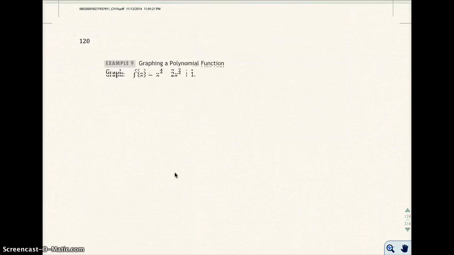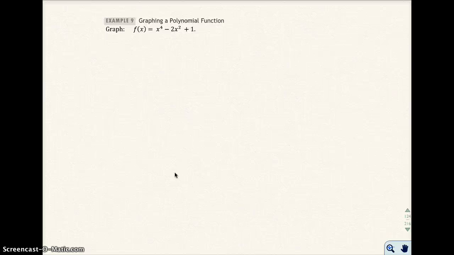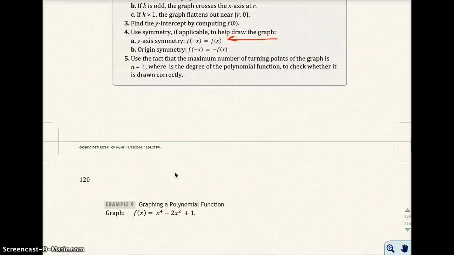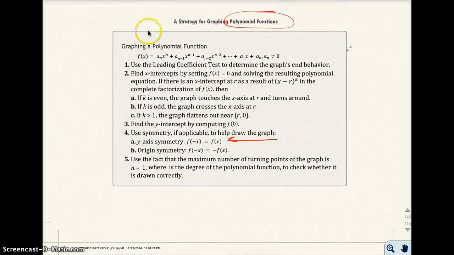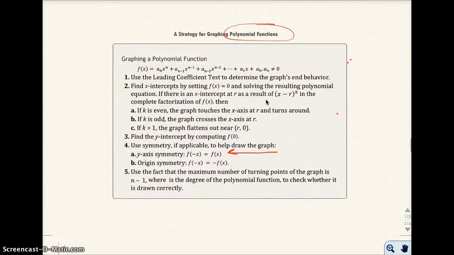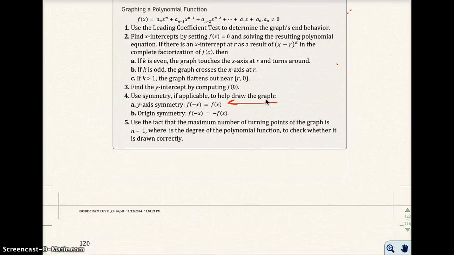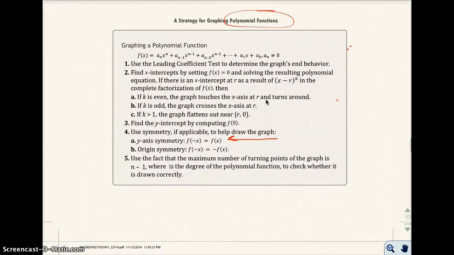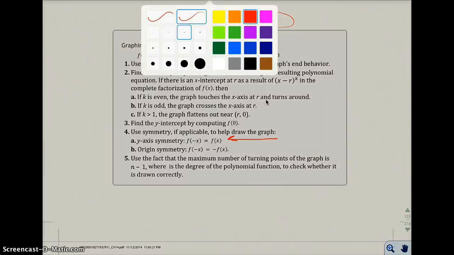Okay, so look at example 9. We're going to graph this polynomial function. We're going to follow all those steps. And if I were you, I'll give you a copy of this on the exam, and a copy of the end behavior leading coefficient test. So we're going to follow these 7 steps. I want you to go ahead and label these 7 steps.